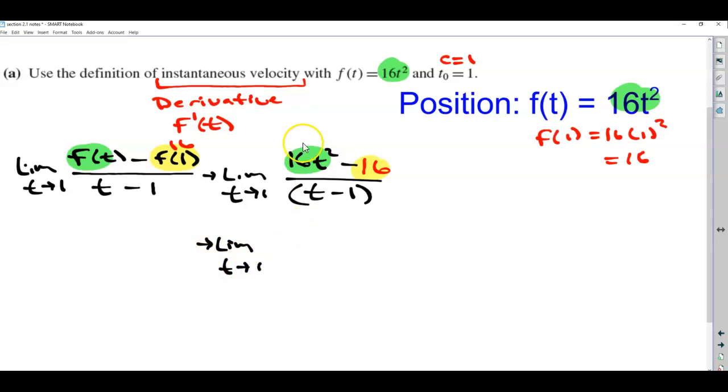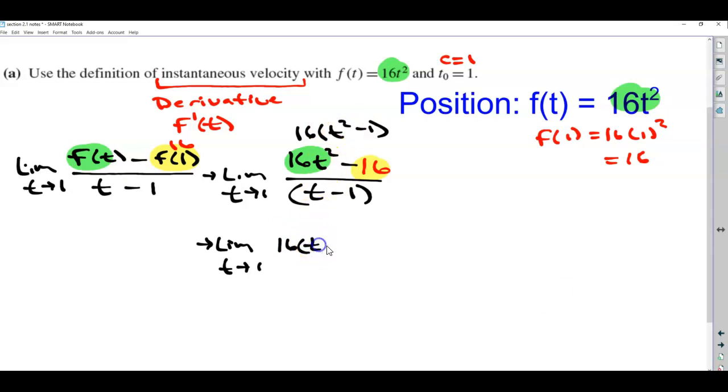And what I'm going to do first is just say, you know what? Isn't there a 16 that we can pull away from there? So I'm factoring 16 away from each. So then 16 is a multiplier. And I've got t squared minus 1. There's a difference of squares again.